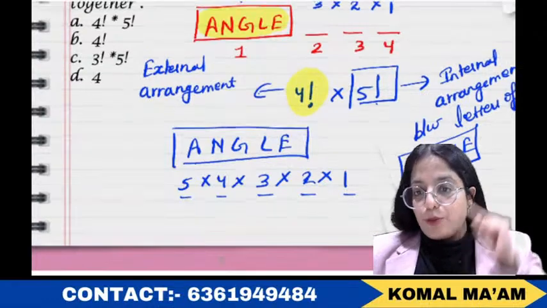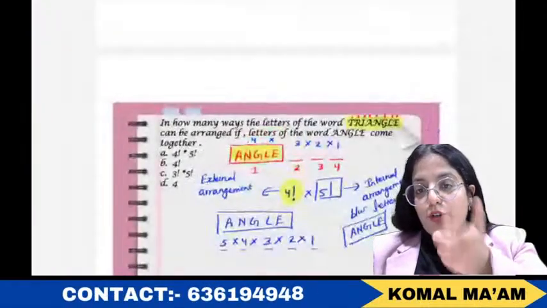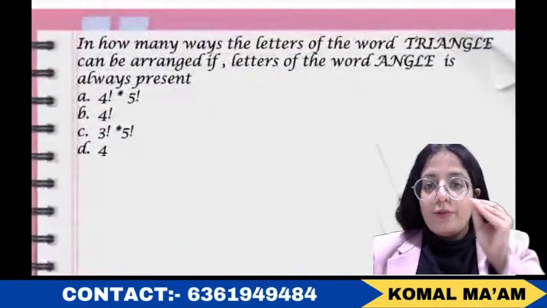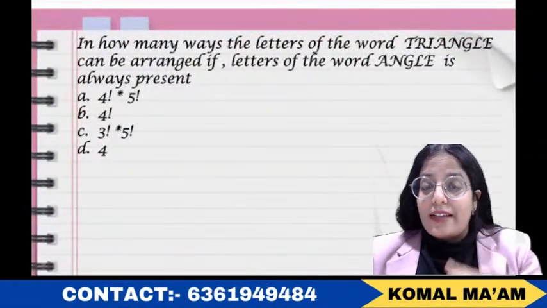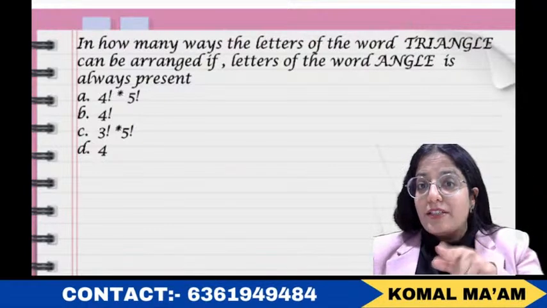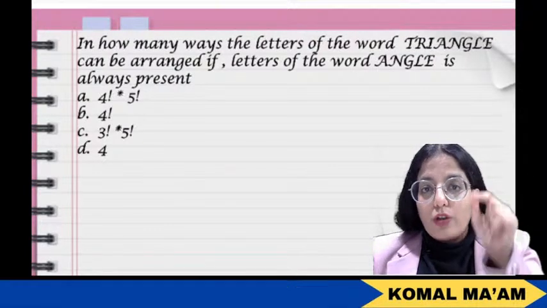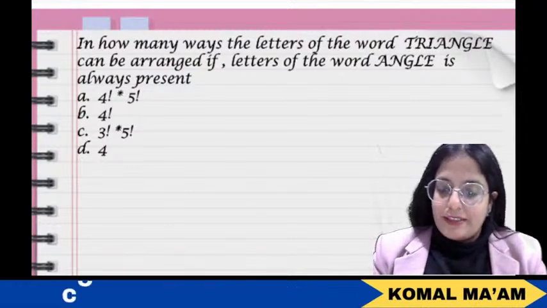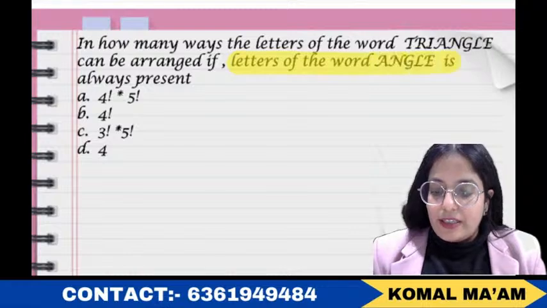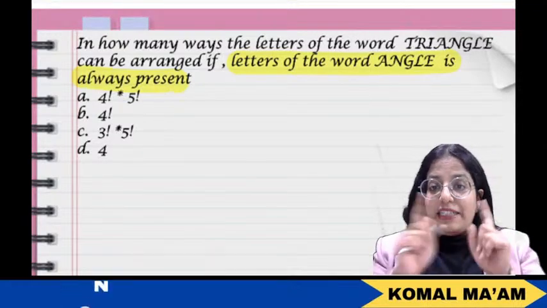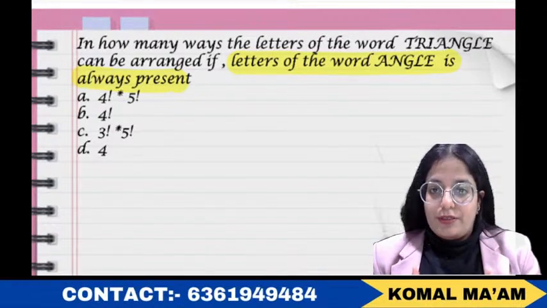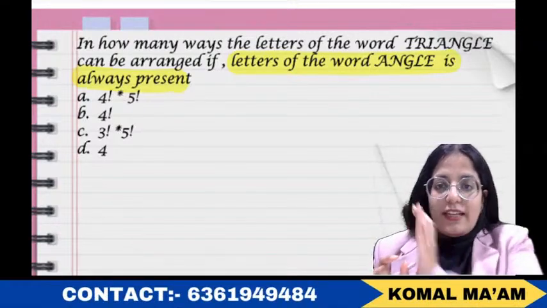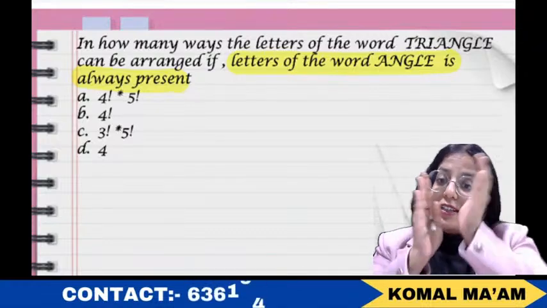Okay, now let's proceed to question number 2, which is somewhat related to this question only. A step further, what is it saying? In how many ways can the letters of the word triangle be arranged if the letters of the word angle are always present? That means the internal arrangement is not going to happen. We want the letters to be placed in this order only, A, N, G, L, E. This will come together and in this order only.